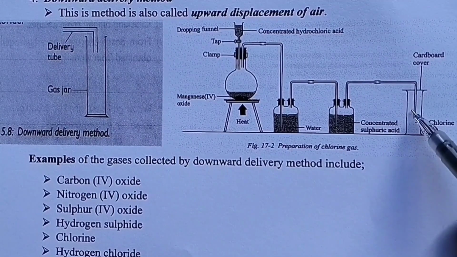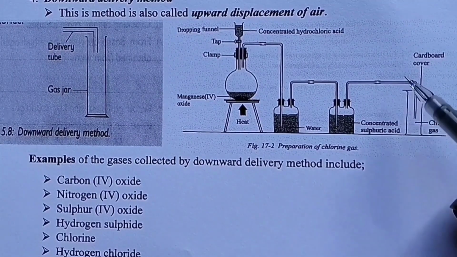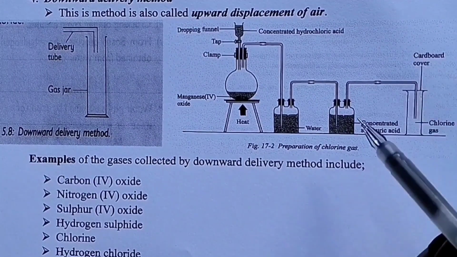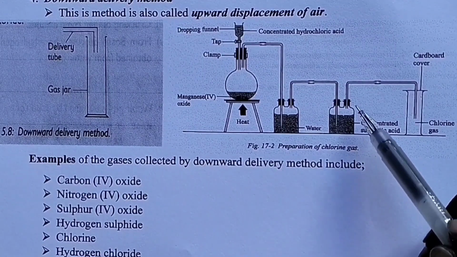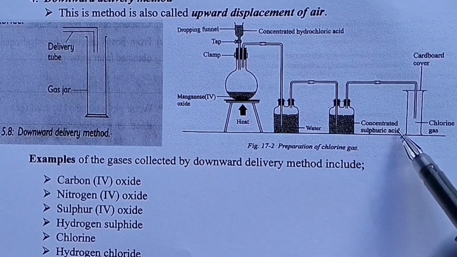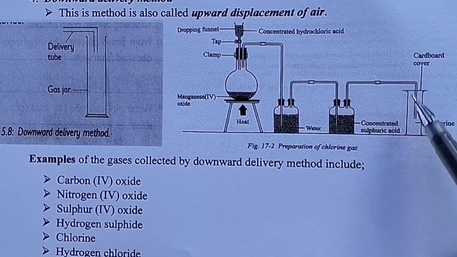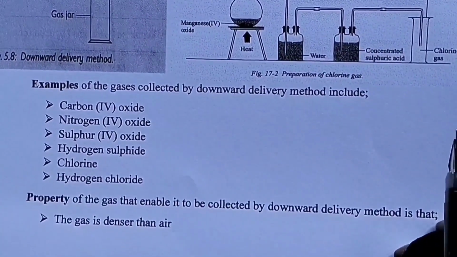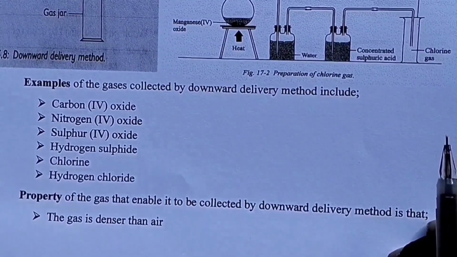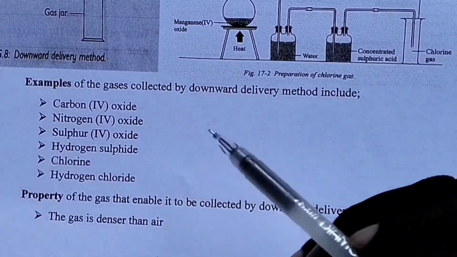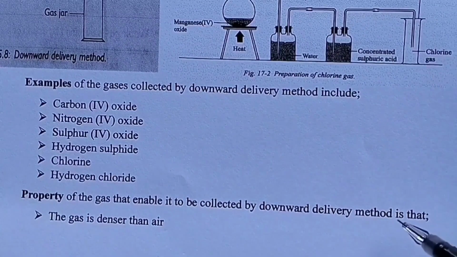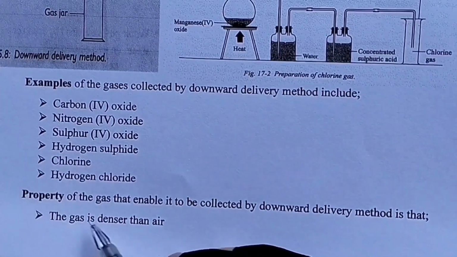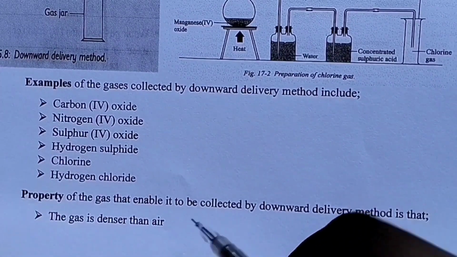So a gas is collected by either downward delivery tube or upward delivery tube after it is dried. This gas is dried using concentrated sulfuric acid, then it's collected by downward delivery tube. So what property makes chlorine gas to be collected by downward delivery tube, or which property of the gas makes it possible to be collected by upward delivery method? It is that the gas is denser than air, or the gas is heavier than air.